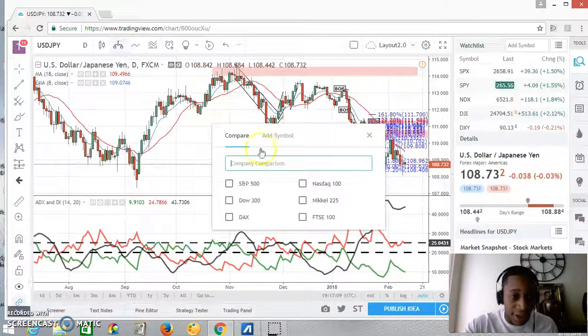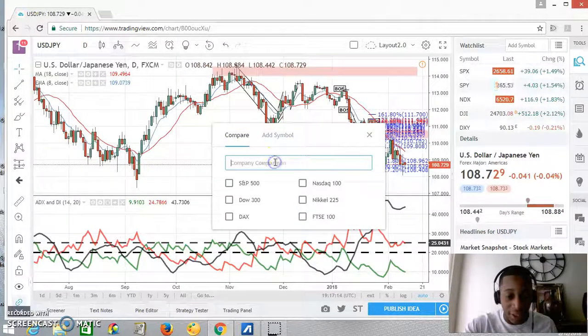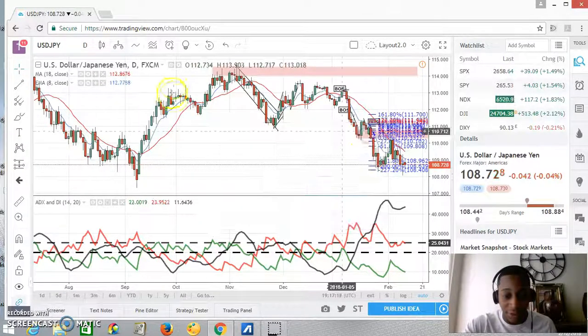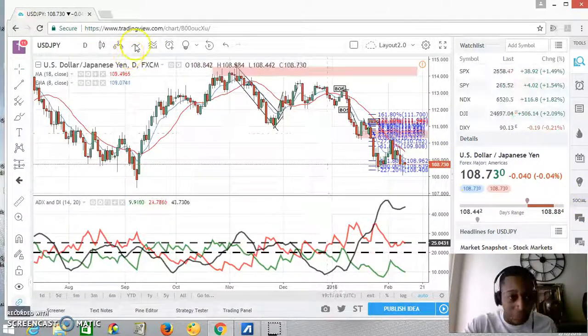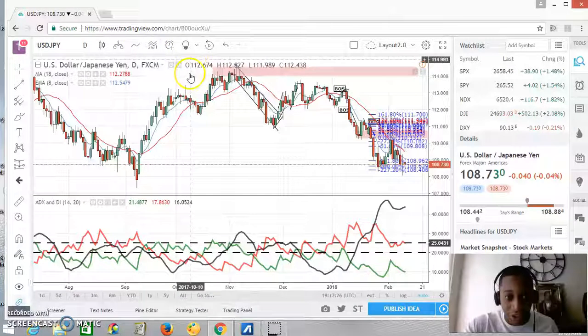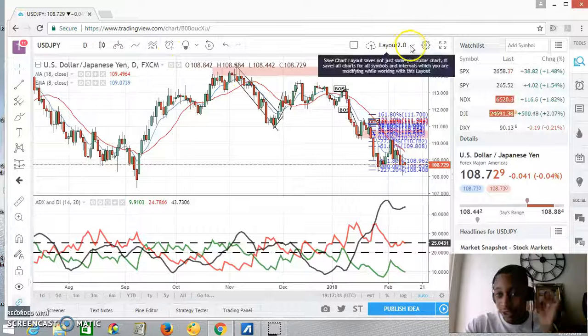These are for adding symbols, basically making comparisons for different stocks and pairs, etc. Right here is the price moves. Right here, the spread. I'm going to just go over the basics that you would need to know.